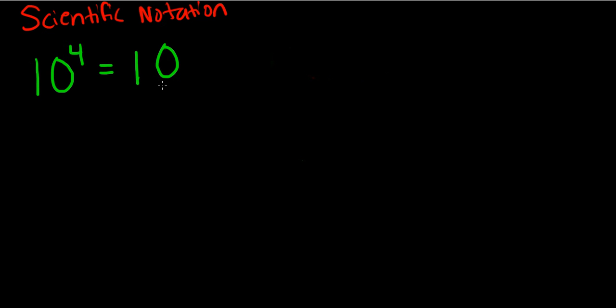Then start right in between the 1 and the 0, right next to the 1, and move 4 units to the right, because it's a positive exponent. Now add in zeros in each of those spaces, and you can see that the answer is 10,000. Another way to look at that is 10 to the power of 4 means that there's going to be 4 zeros after the 1.